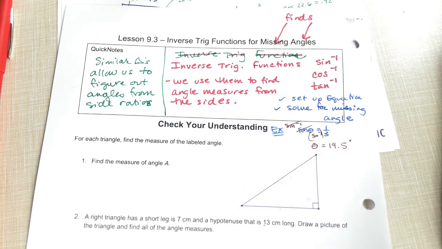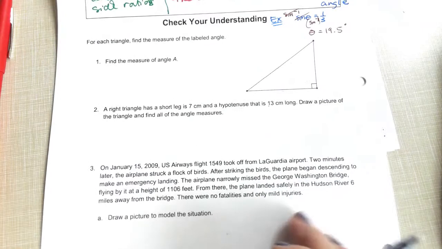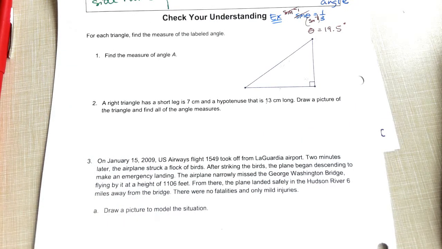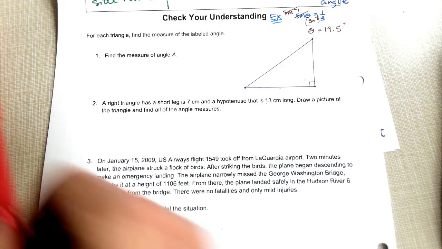Okay, for each triangle, find the measure of the labeled angle. Okay, I'm going to ask you to pause one last time. Okay, welcome back. Find the measure of angle A.